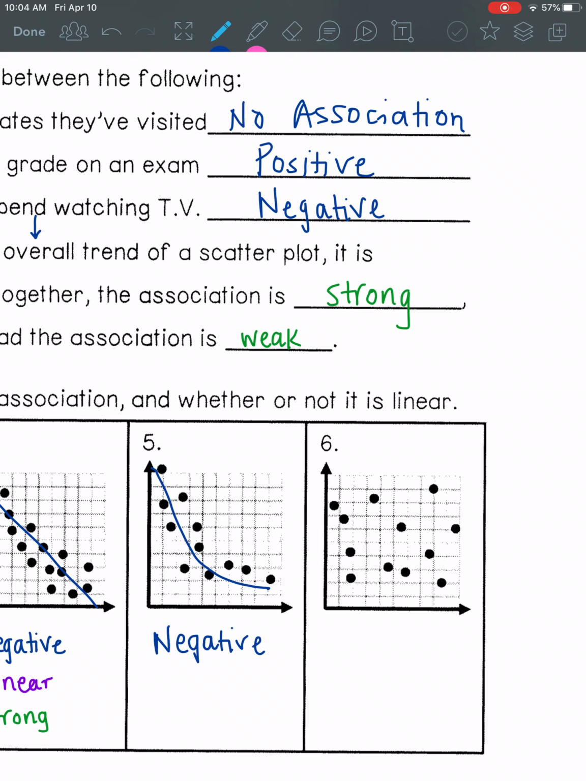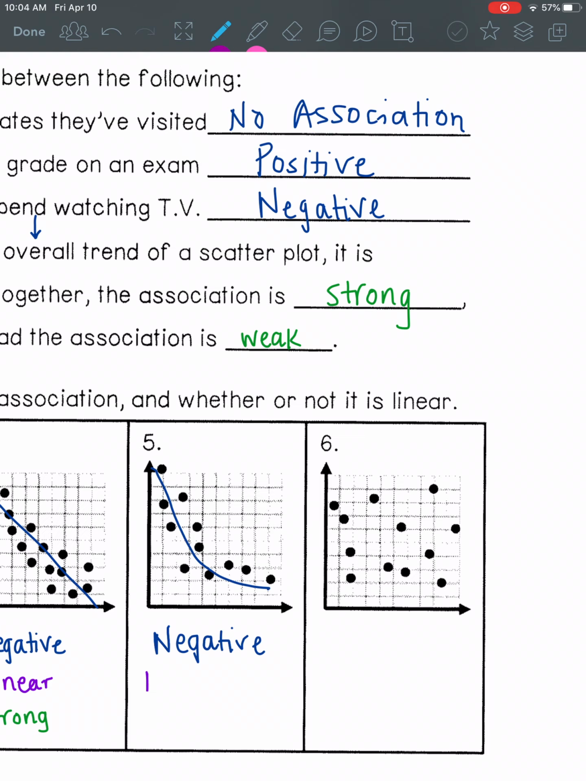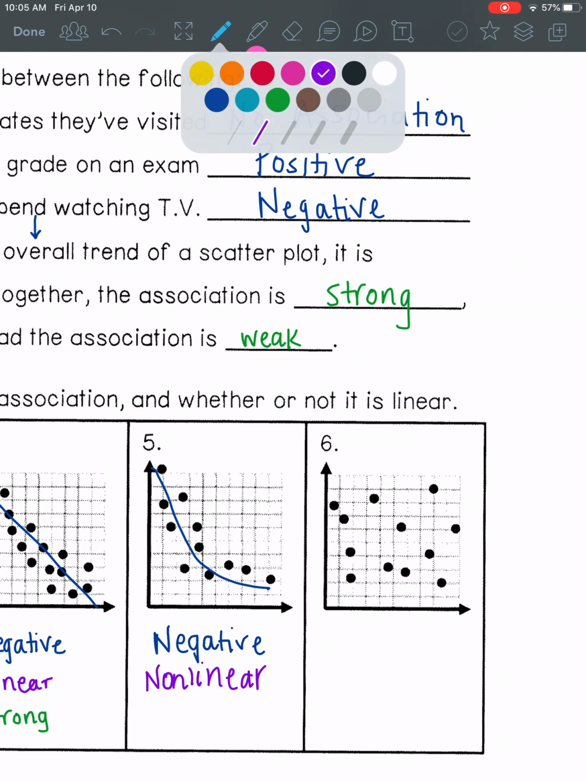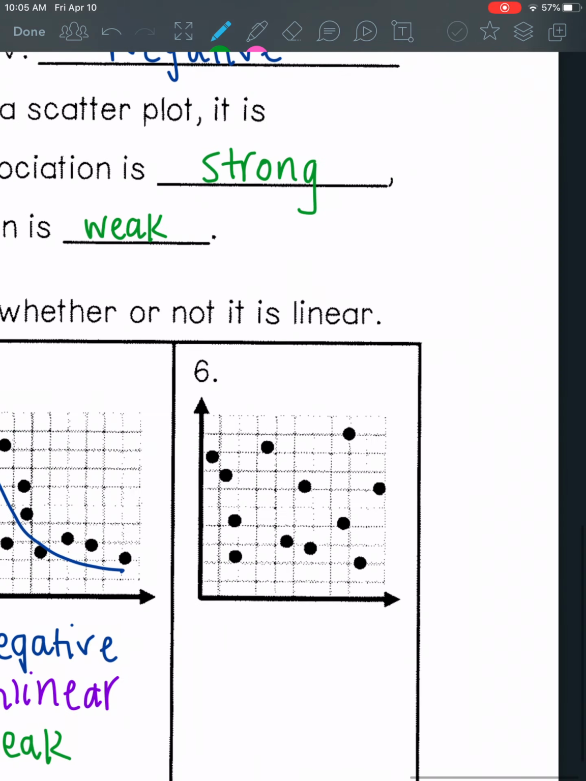However, in this example, it's not a straight line, so we call this non-linear. And in this one, the points aren't as close and congregated together like in example 4. So this is an example of a weak association. All right, and last one, here's an example.